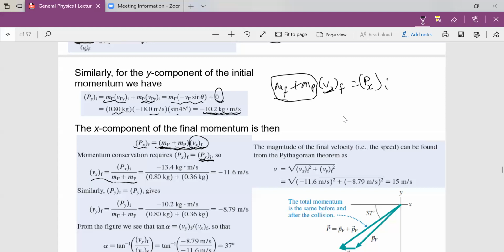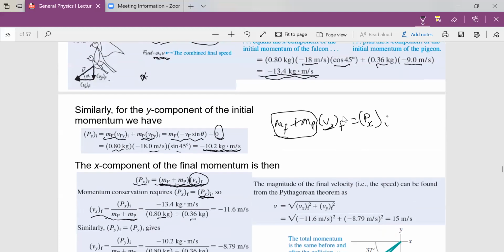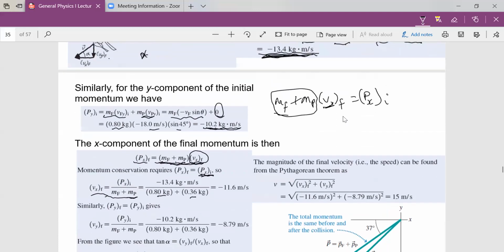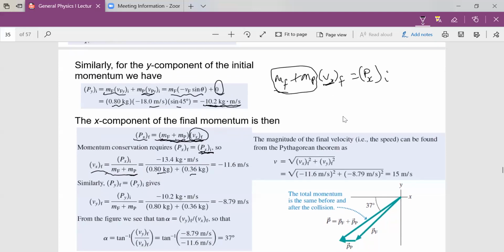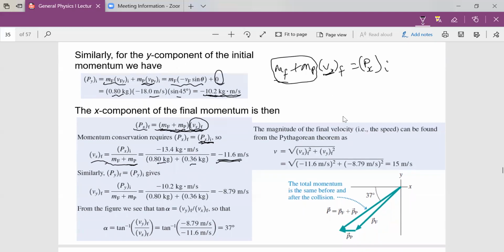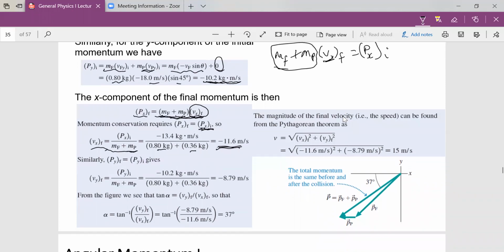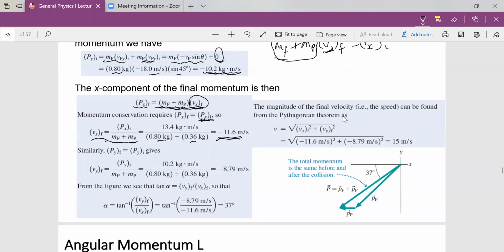Okay. So dividing by this component, we'll have the sum of these two, which is the sum of the masses given. The momentum, we solved for that to be minus 13.4 kilogram meters per second. So we now have a final velocity to be minus 11.6, telling us that they continue their motion towards the left. Okay. So similarly, we solve for the Y component as well.